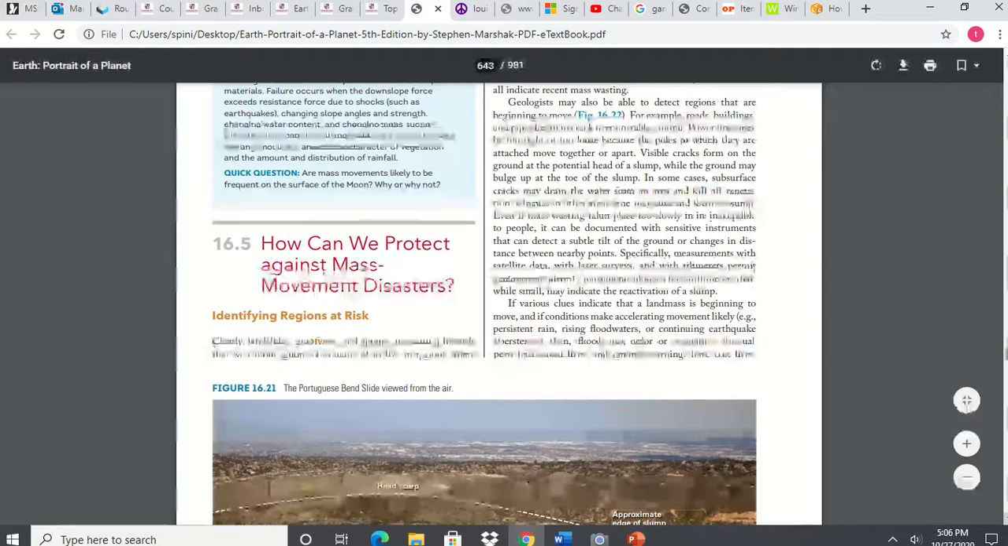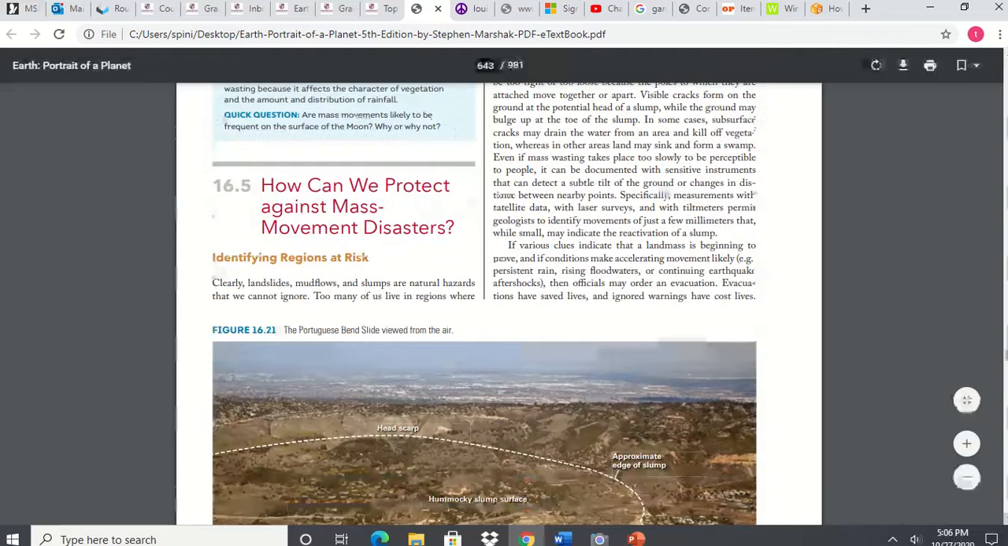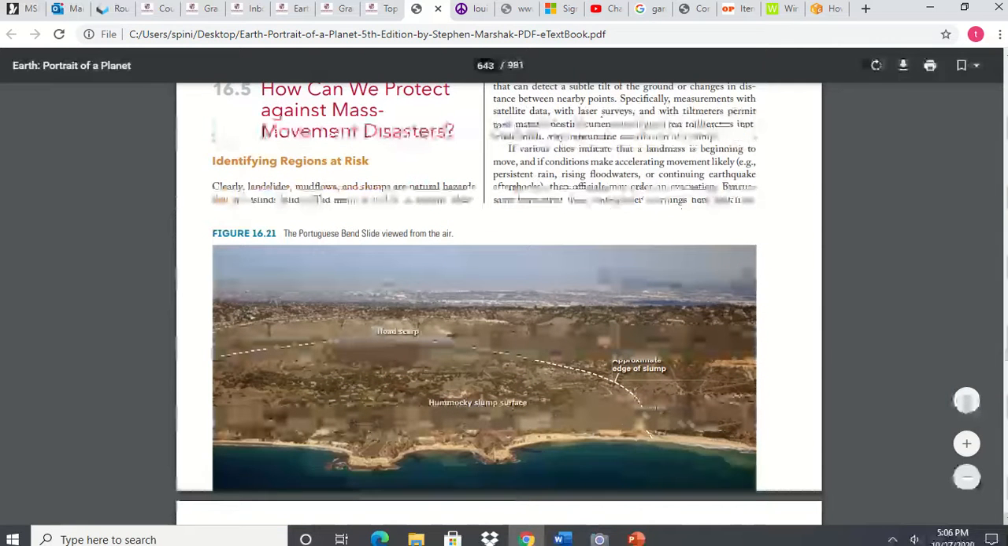Can we protect from them? Is there anything we can do? Yeah, I mean, the main thing is don't live there. Don't live under a mountain. But if you do have to live under a mountain, it's good to know the circumstances. We can see where these mudslides have happened in the past. So if you live in an area and you see a lot of evidence of mudslides in the past, it's probably going to happen again.